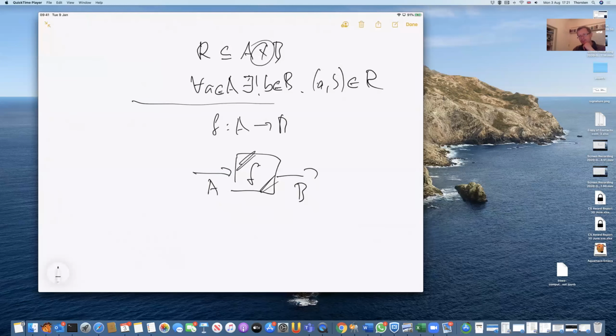I do have a fixed view on this, but it doesn't matter for the theory, right? So in type theory, functions are really fundamental. They're the thing you start with.